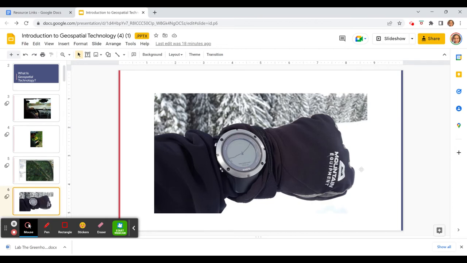Not only that, but now we're able to have these not only in our hands, but now on our wrists. We have navigation systems on our watches.